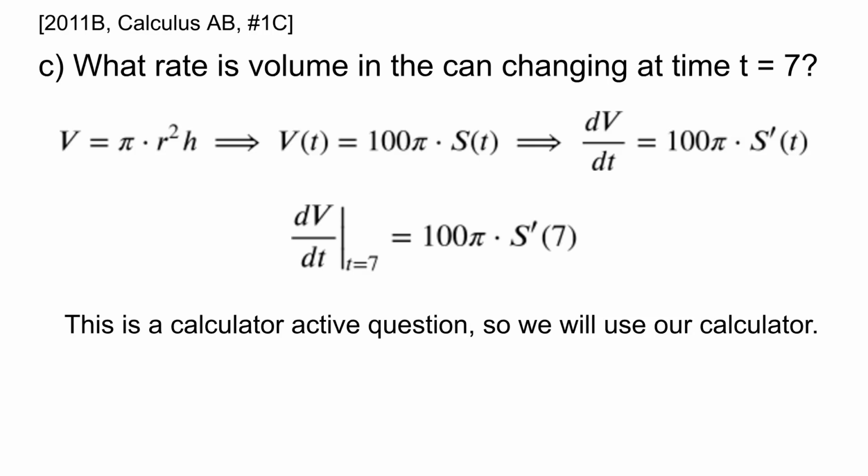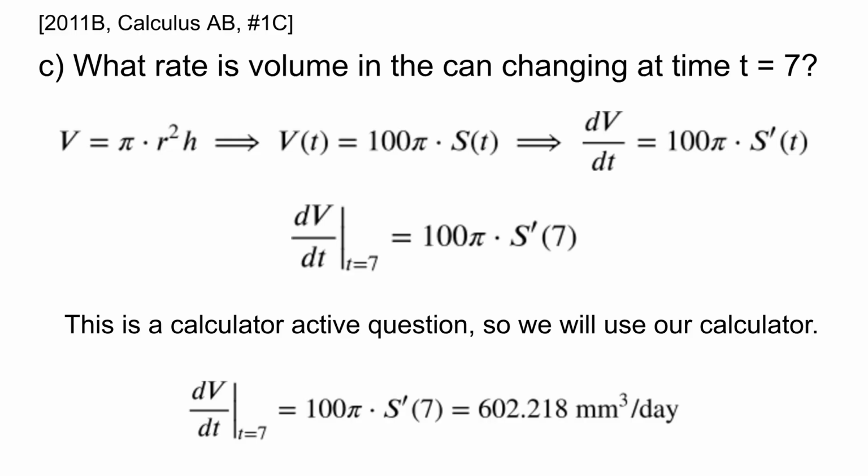Since this is a calculator active question, we'll use our calculator. dV dt at t equals 7 is 100 pi times s prime of 7, which is 602.218 cubic millimeters per day.